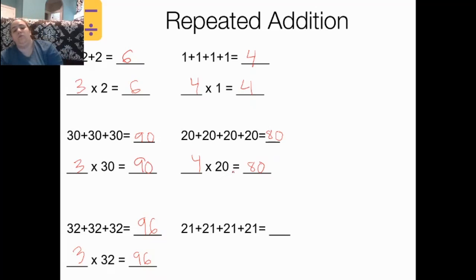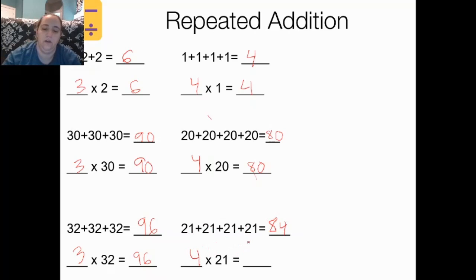So when we have 21 plus 21 plus 21 plus 21, again, we're just combining these. We should have 84. And so we know that 1, 2, 3, 4 times 21 will give us 84.